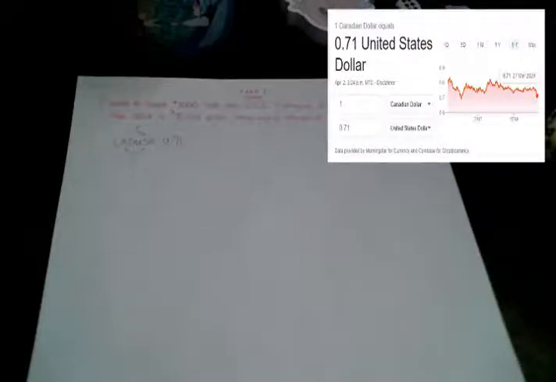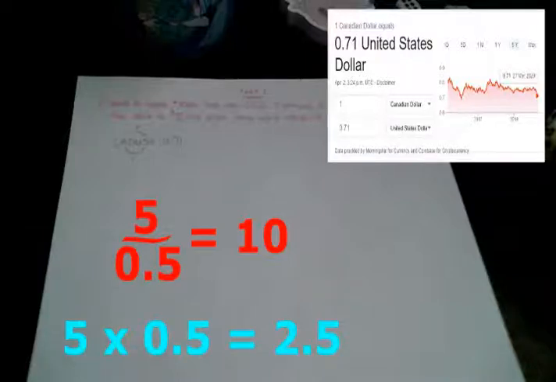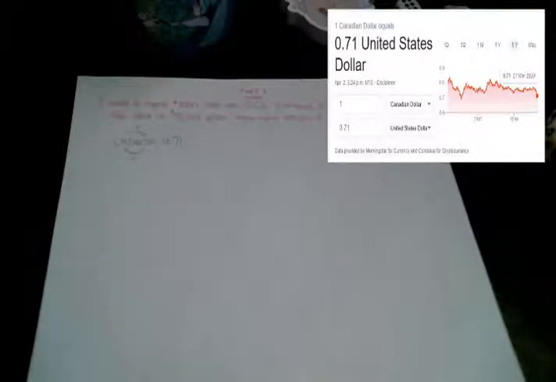In fact, if you divide by 0.71, the amount of dollars that you'll have will increase. Same as vice versa. If you're going from Canadian to US dollars, we multiply by 0.71, which actually decreases the amount of dollars we have, but it's the same amount of money because it's just in a different currency.